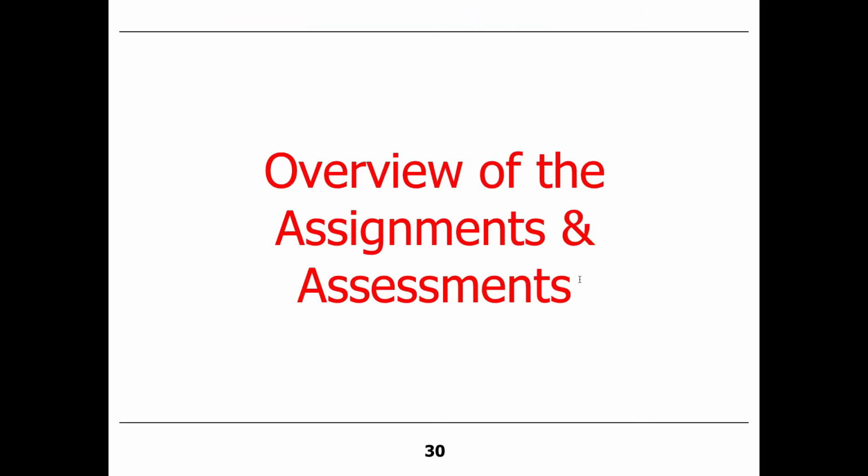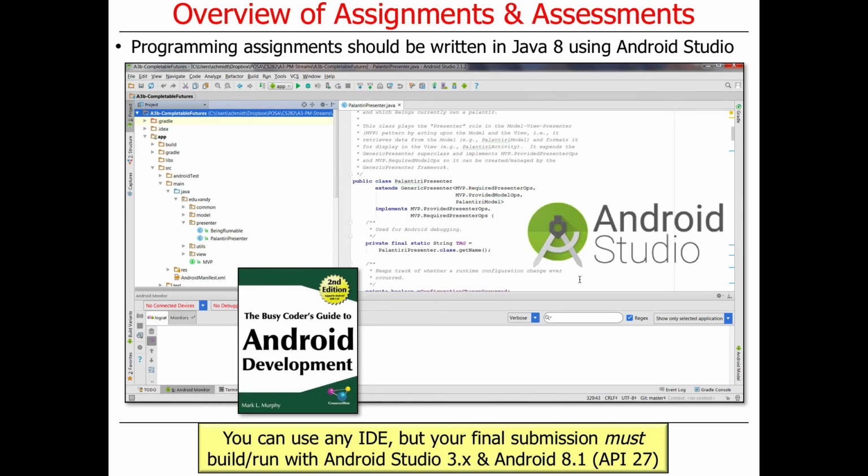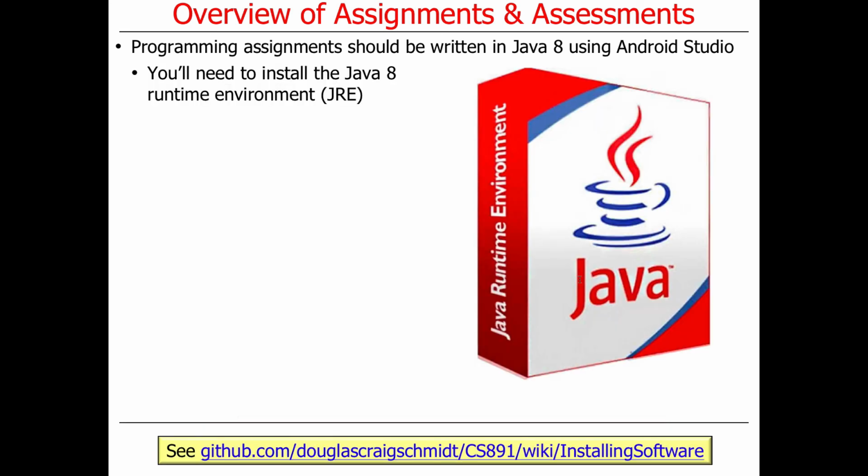So let's talk about the assignments and the assessments. The programming assignments will be written in Java 8 using Android Studio. You're welcome to use whatever IDE you want, but your final submission has got to work with Android Studio 3.x. I recommend 3.1 or 3.0.1. Those are good. They have good support for Java 8. And you also need to be using Android 8.1, which is the Oreo release, API version 27. I'll go over this more in just a second.